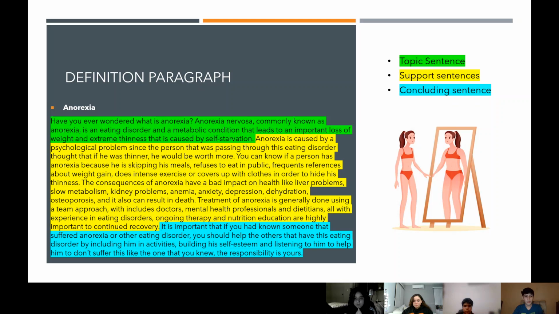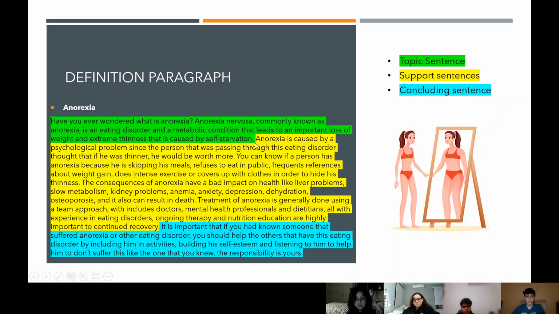I highlighted this part in green because we can see that it is a topic sentence, and the topic sentence is the definition that we can see in a dictionary. And in this topic sentence, we can see at the beginning, have you ever wondered what is anorexia? This tense will be the present perfect. And also we can see that we have thinness as an adjective.